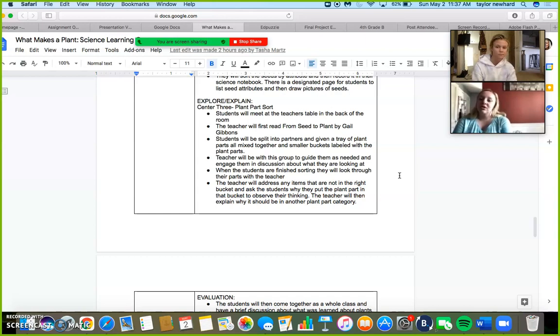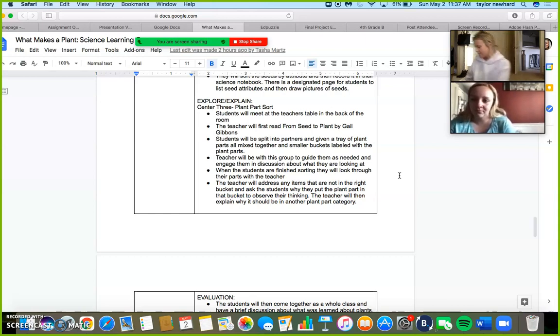The teacher will work with the group to guide them as needed and engage them in discussion as they work through this. When the students are finished sorting, they will look at their parts with the teacher. The teacher will use this time to address any of the parts that are not in the right bucket or ask them questions to explain their thinking of why they put things in a certain bucket.